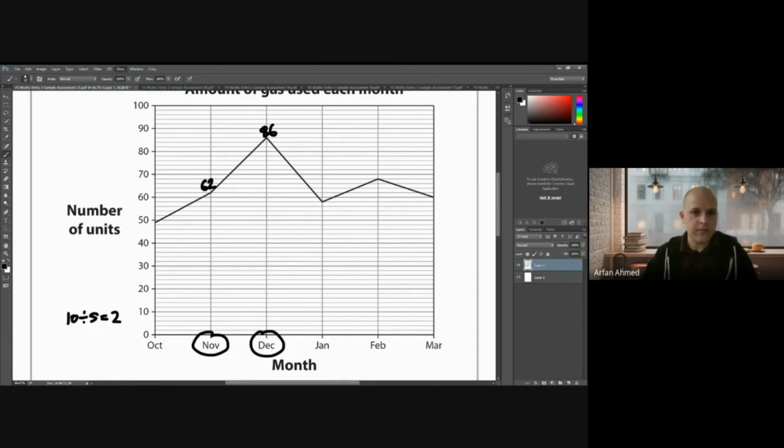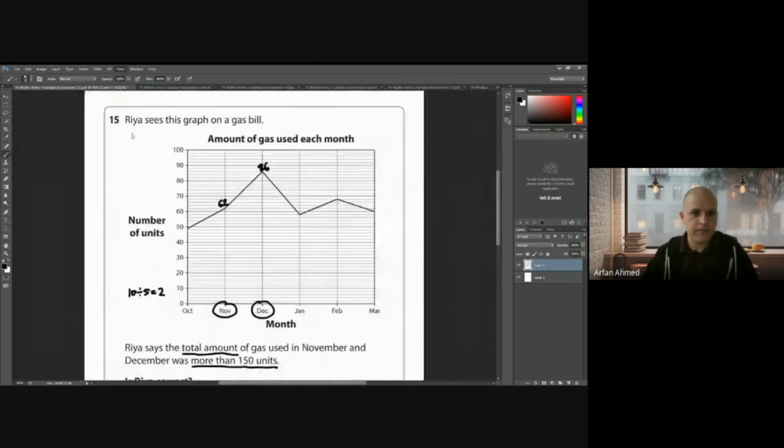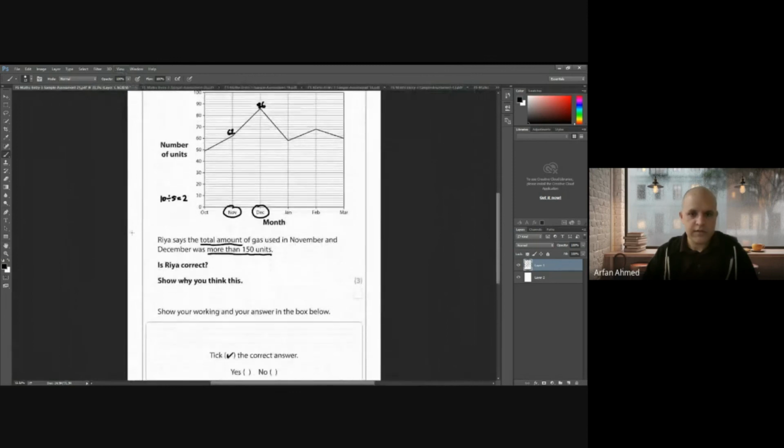Let me zoom out. 62 add 86. Show your working out. Yeah, again, you can just use your calculator. Save time. Get the correct answer. 148 units. What did she think? She thought it was more than 150. No, she's not right. So you have to tick no. 3 marks for that. Dead easy.